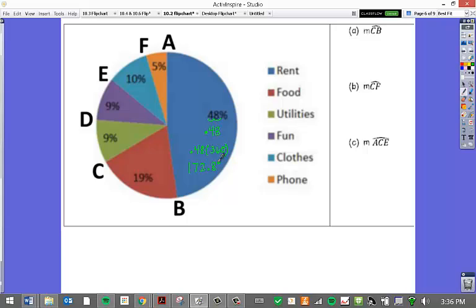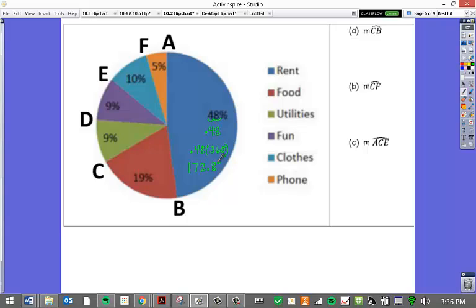Which makes sense because 48 percent is about 50%, about halfway. And we know that halfway around a circle is 180 degrees. So 172 is a little bit less than 1/2 of a circle. So that makes sense. You should be able to logically decide whether or not your angle measure is reasonable compared to the percentage.